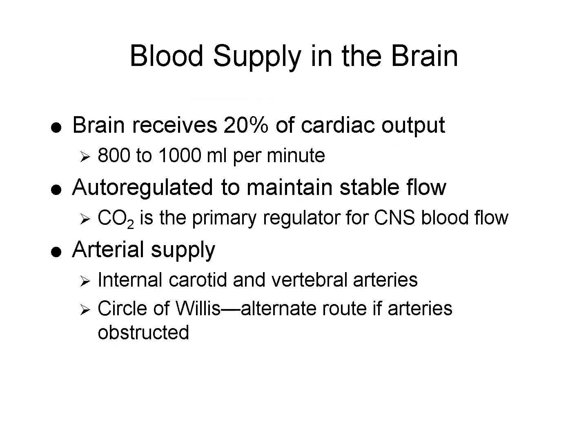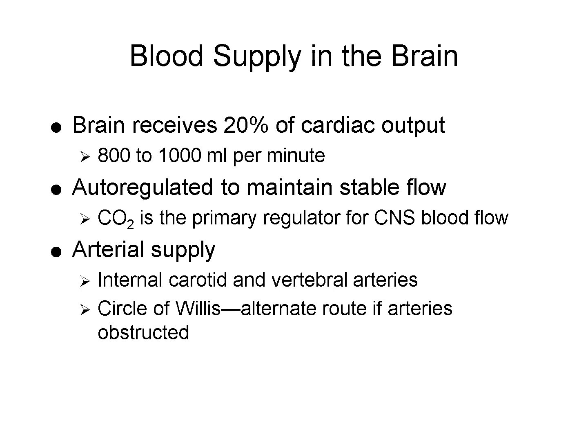The brain receives about 20% of cardiac output, totaling around 800 to 1000 ml per minute. Blood flow is autoregulated, meaning the brain can maintain constant perfusion despite changes in systemic pressure.